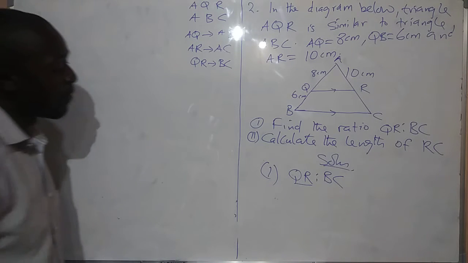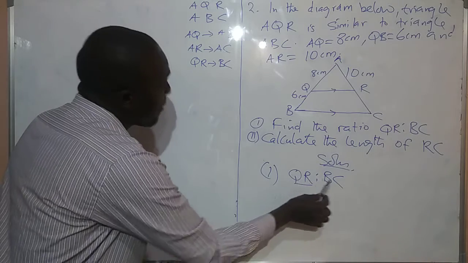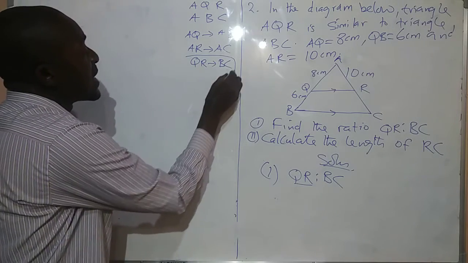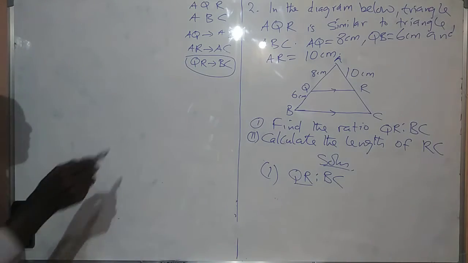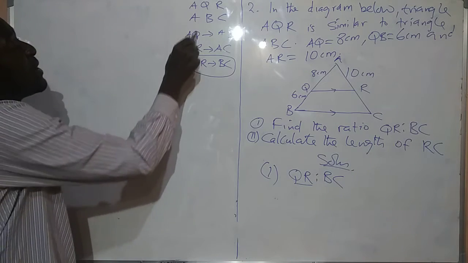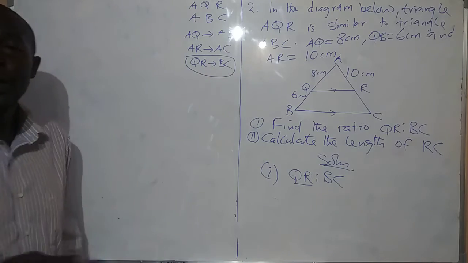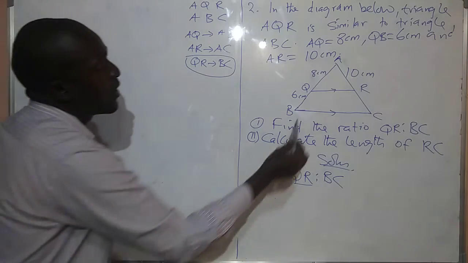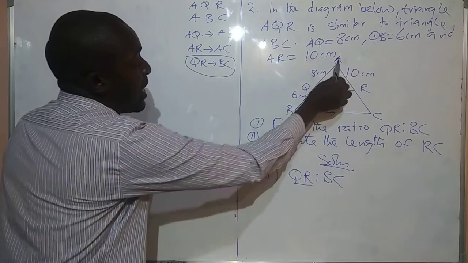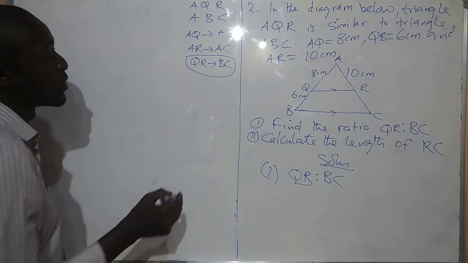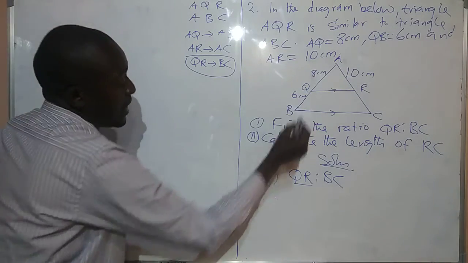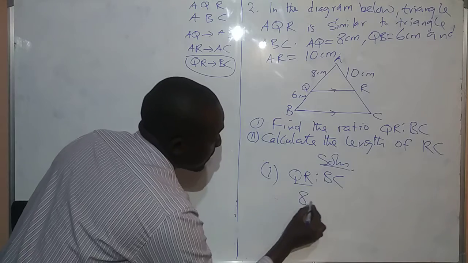Now, the question is asking us to find this. For us to find this, we can use any of these two that we have here. We can start with AQ and AB, and check if there are numbers there. AQ, we have 8. AB, we have. So that's the one we are going to use. So therefore, AQ is 8, and we are going to have 8 here.